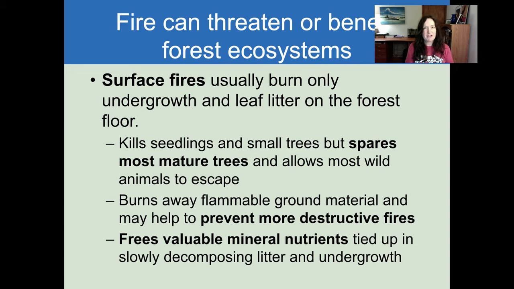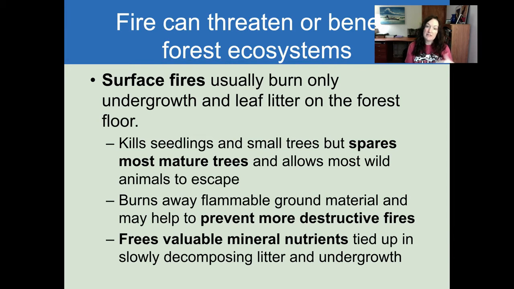So surface fires are oftentimes natural ones that usually only burn the very bottom layers of a forest. So they'll pick up the shrubs and the brush and leaf litter on the forest floor. It often goes past the mature trees, though. It doesn't burn the big trees in the forest. And it actually prevents bigger fires from happening, these mega fires.